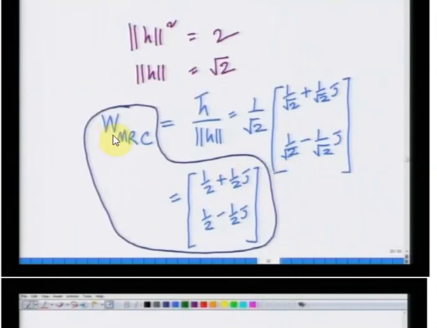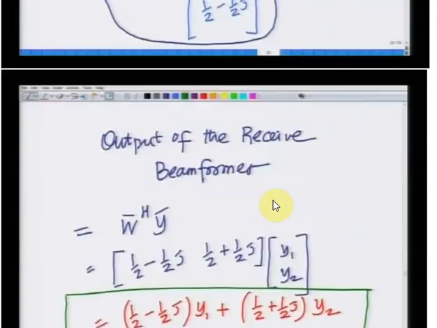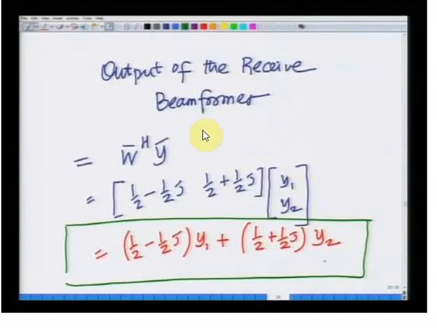The weight vector for maximum ratio combining is given by H bar over the norm of H squared, which is given by this value: 1 over 2 plus 1 over 2 j and 1 over 2 minus 1 over 2 j. So the output of the received beamformer will be given by W bar Hermitian Y bar. If we multiply these values, we get this whole value, which is the output of the beamformer.